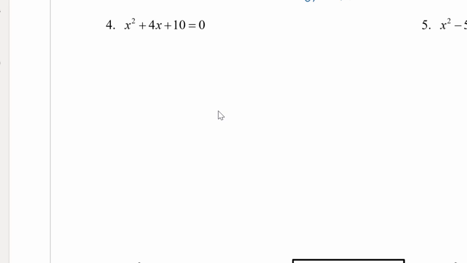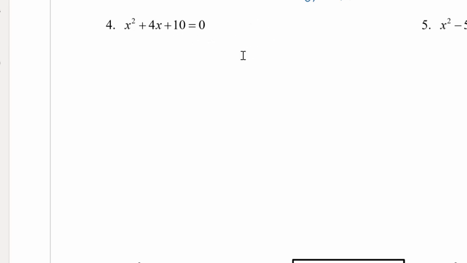So in this video, we continue our work with solving quadratic equations using the completing the square method. And so we're going to go right to example number 4. We have x squared plus 4x plus 10 equals 0.